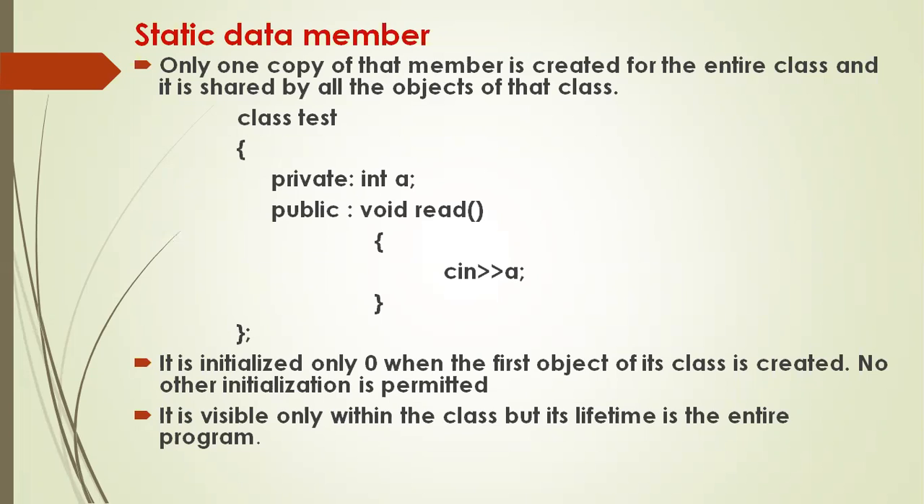So whenever a data member is made static, a separate copy of the data member is not created for every object. All the objects have to share the data member. So only one copy of the data member is created, that too for the whole class, and it is shared by all the objects of that particular class.